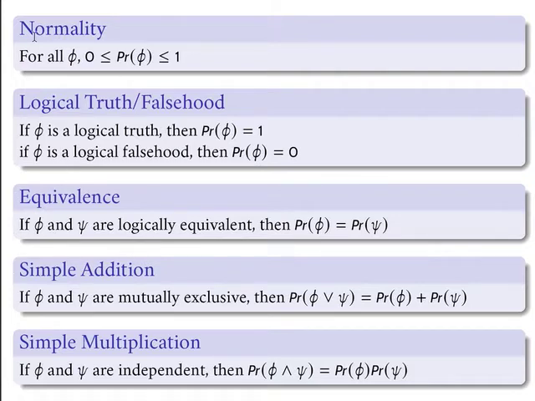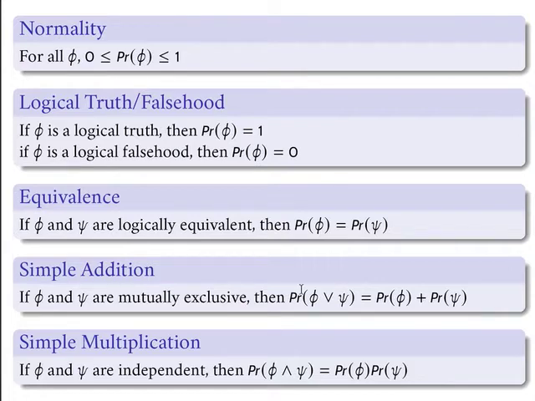Now, in addition to these basic background ideas for how to treat logical truth or falsehood as the two extremes of possible probabilities, and how to treat logically equivalent sentences, we also gave last week two simple rules for calculating the probability of disjunctions and conjunctions. And these rules are simple because they are easy to calculate, but they only apply to special cases.